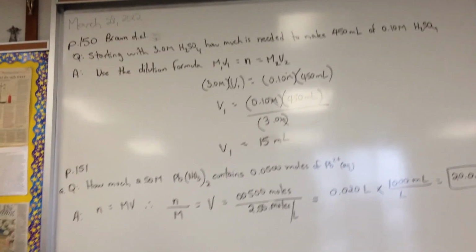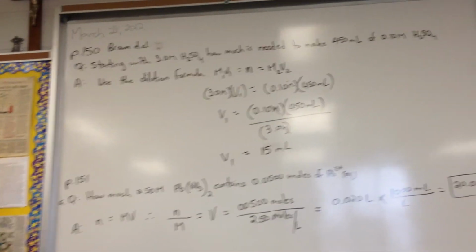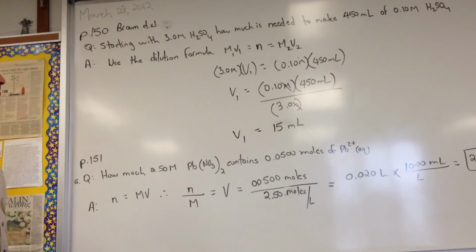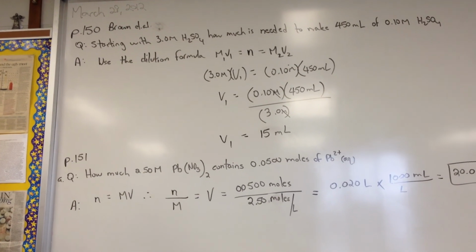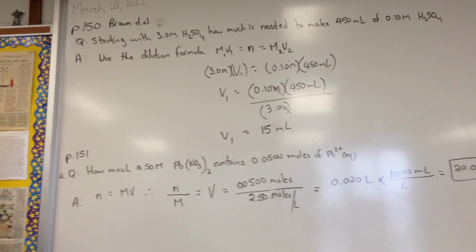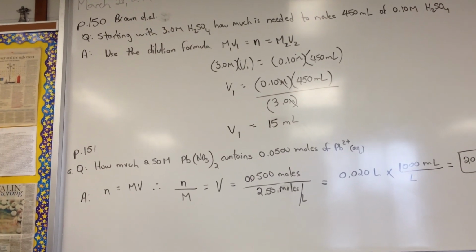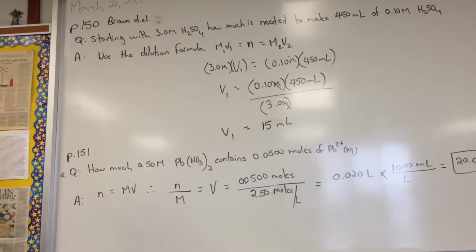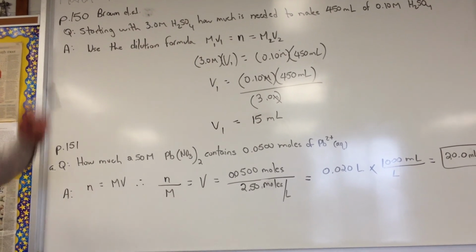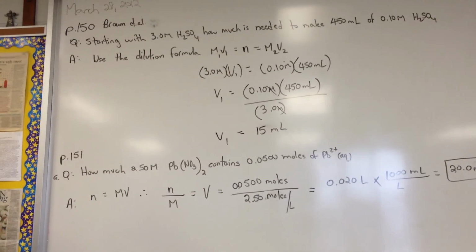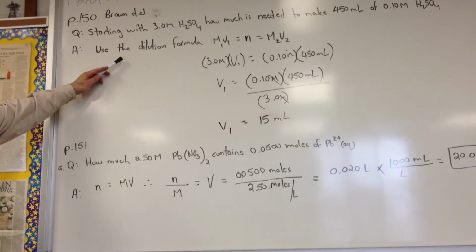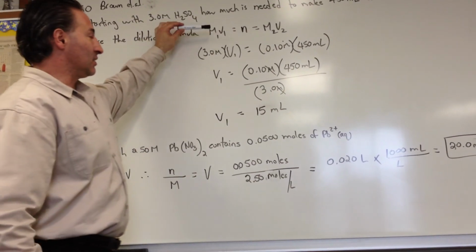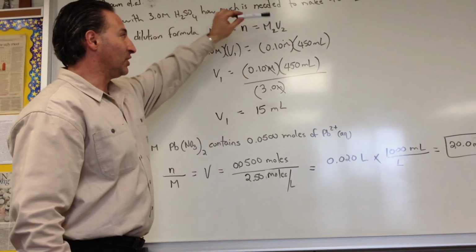Today's homework, we're reviewing how to do dilution questions. In brown on page 150, we have a question that asks: if we're starting with 3 molar sulfuric acid concentration, how much is needed to make 450 mLs of 0.1 molar sulfuric acid? We use the dilution formula to solve this problem, and it's written M1V1 equals M2V2.